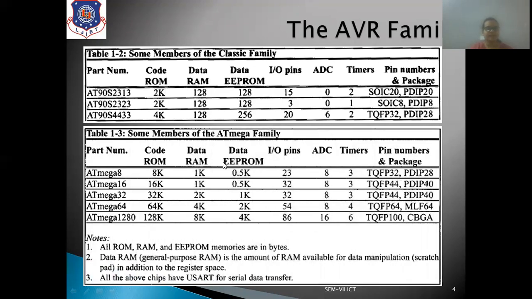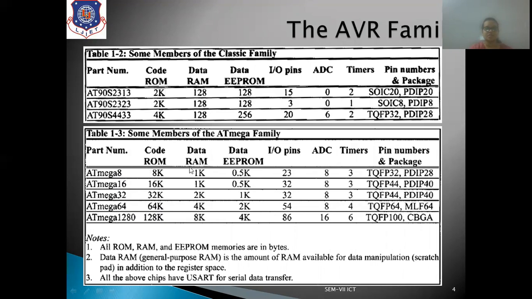Now in the next table they have discussed the comparison between various ATmega chips. There are 5 ATmega chips, that is ATmega series number 8, 16, 32, 64 and 1280.